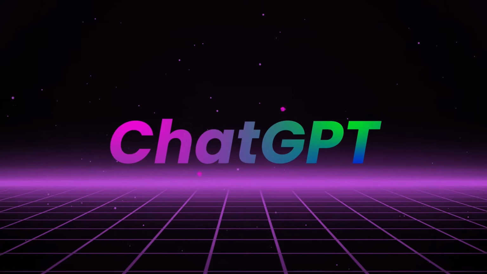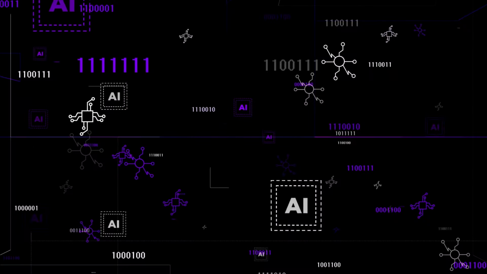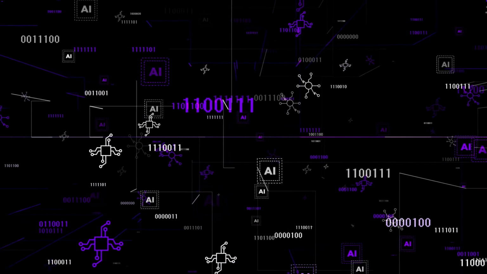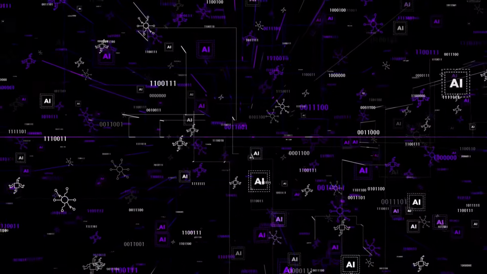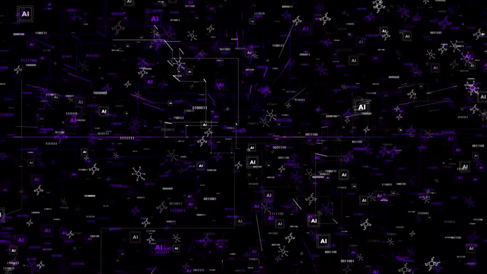In summary, ChatGPT is an incredible tool with huge potential, but it's not without its flaws. From its massive energy consumption to limitations in accuracy and bias, there's still a long way to go. But as AI continues to evolve, we can expect even more exciting developments in the years to come.